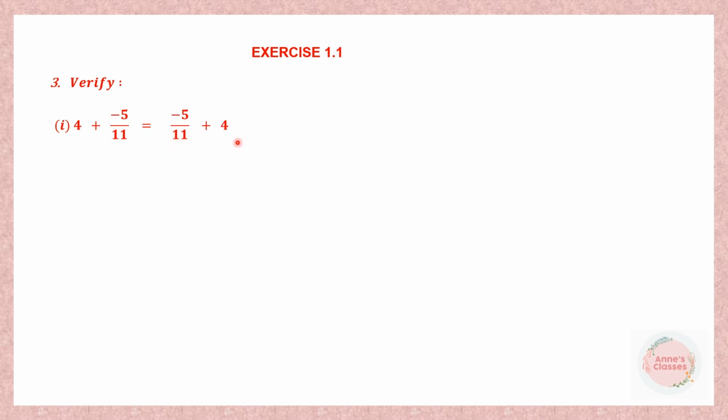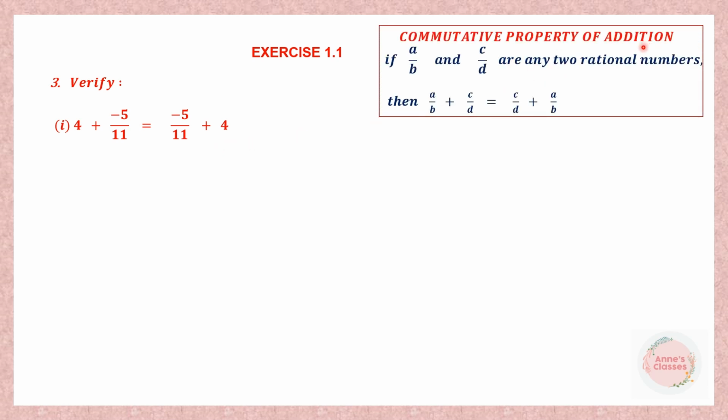So what do you see here? What we see here is the order has changed. Here 4 is coming first, whereas here we have 4 coming second. So that means the order has changed. So which property is that? This is the commutative property, which says if you have any two rational numbers like this, then when you add up those two rational numbers, the sum will be equal to the sum of those two rational numbers if the order is changed.